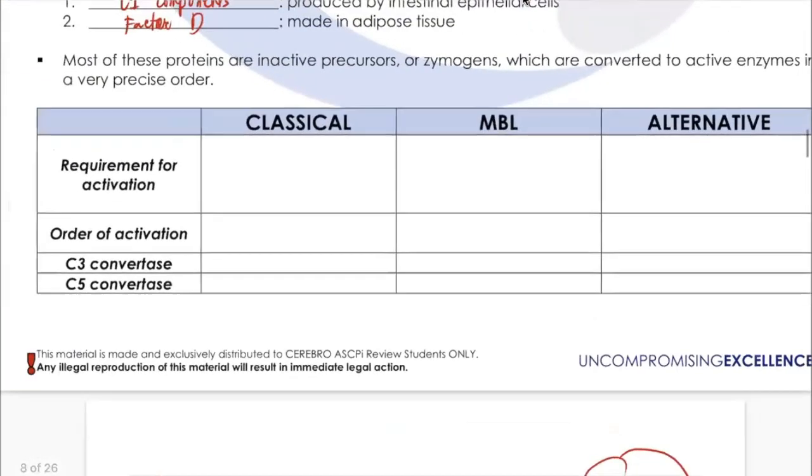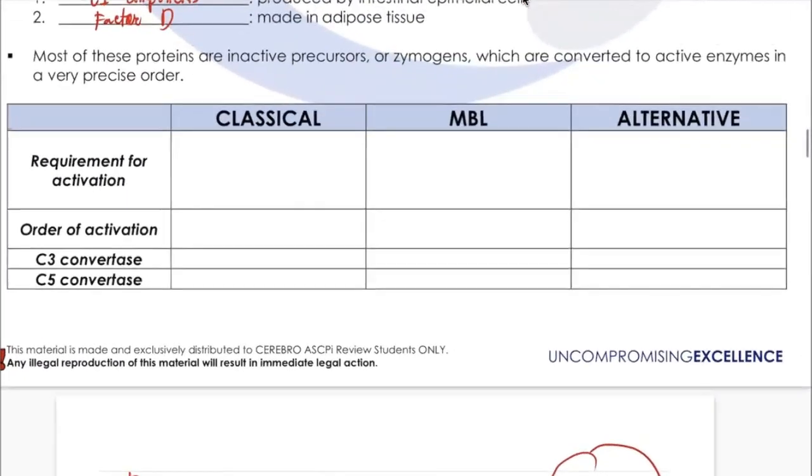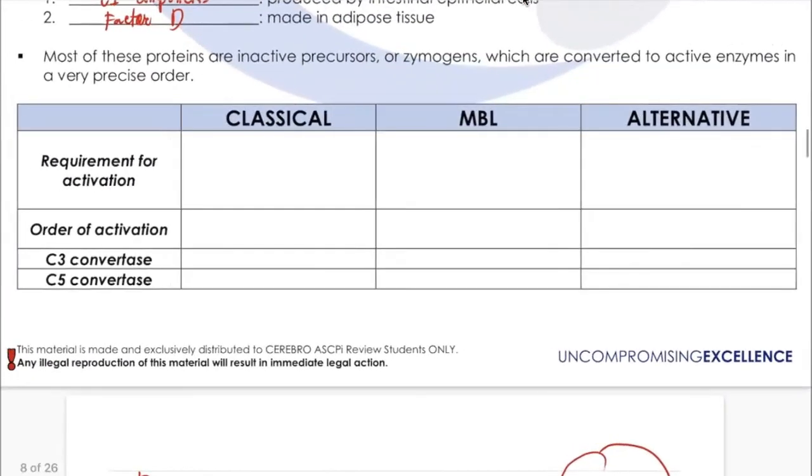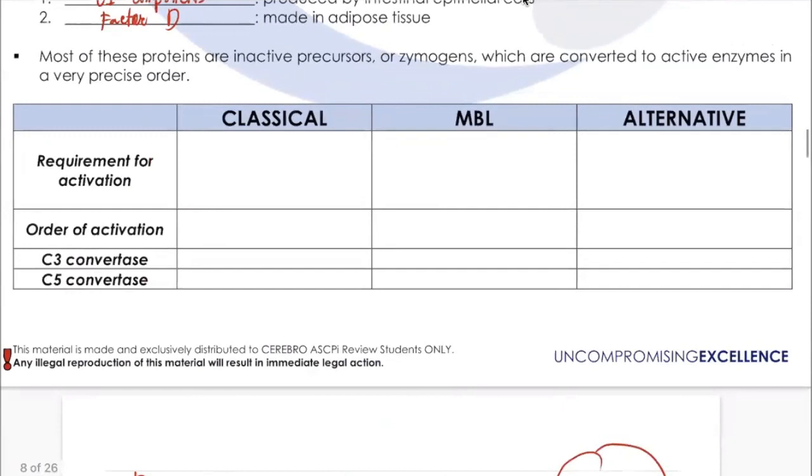We have the classical, the mannose binding lectin, and the alternative cascade. Now, pinagtabi ko guys yung classical at mannose binding lectin kasi halos pareho yan sila. Nagkakaroon lang ng difference in the recognition unit. Okay? So, in order for the classical cascade to be activated, ano ba yung kailangan? Dapat meron tayong antigen-antibody complexes. Okay?